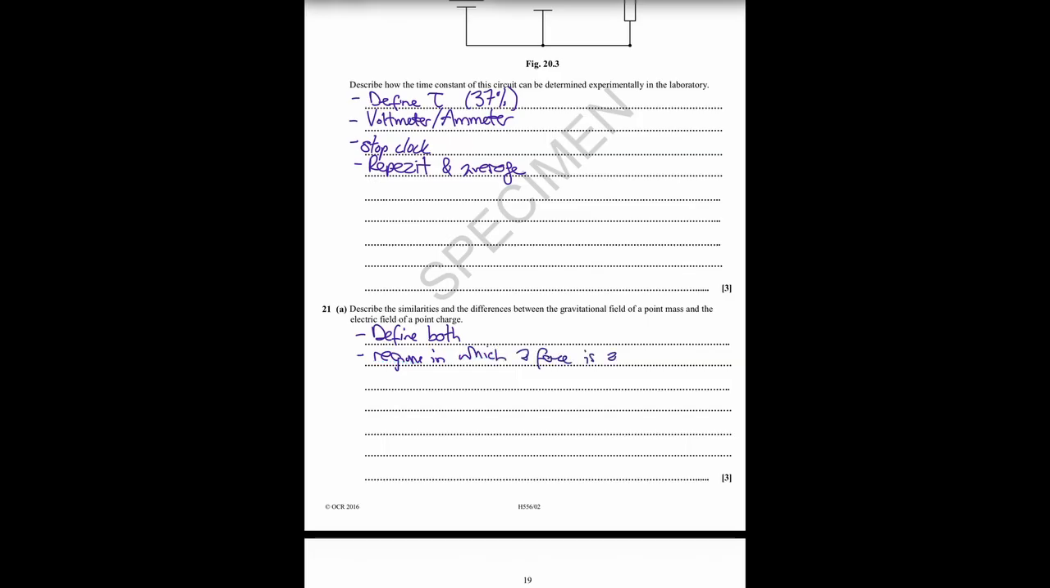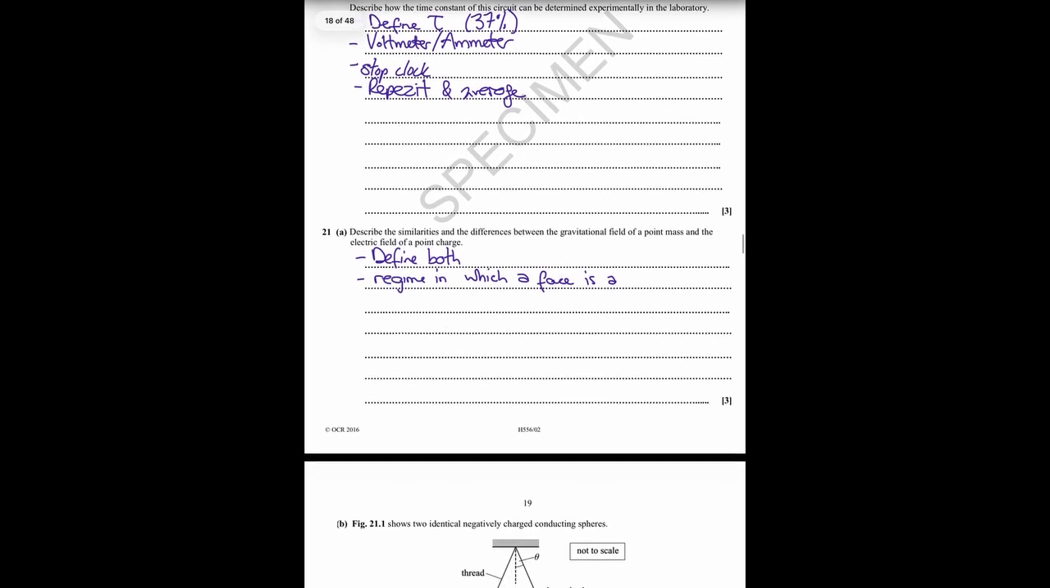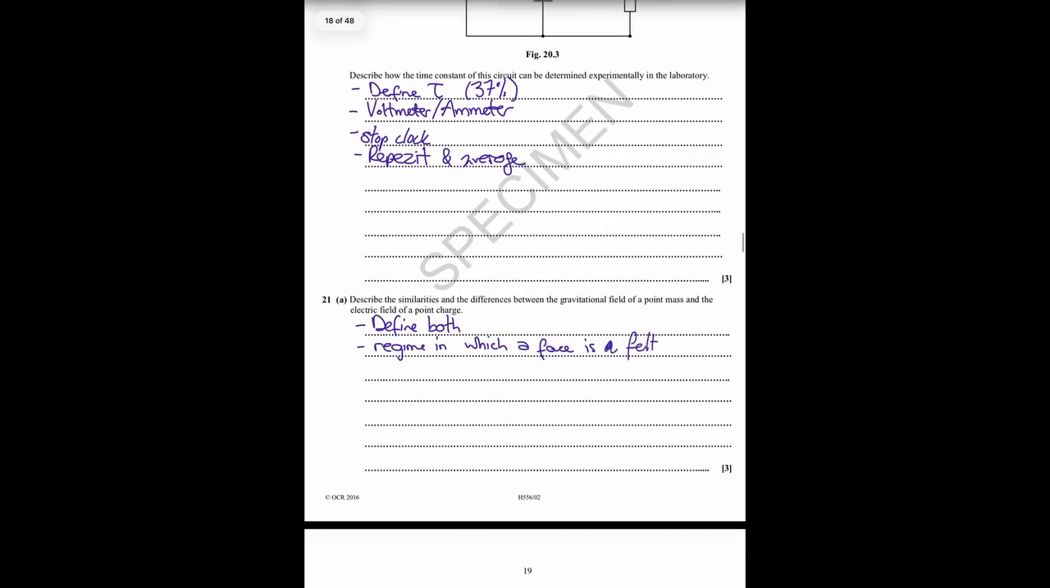And then do I know anything about the force? What's going on here? Do I know anything about the force for both of them? Well, I know for a gravitational field, the force is going to be F equals GMM over R squared. For an electric field it is F equals KQQ over R squared. So for both of them, another similarity, I can say the force is going to be inversely proportional to the distance squared.